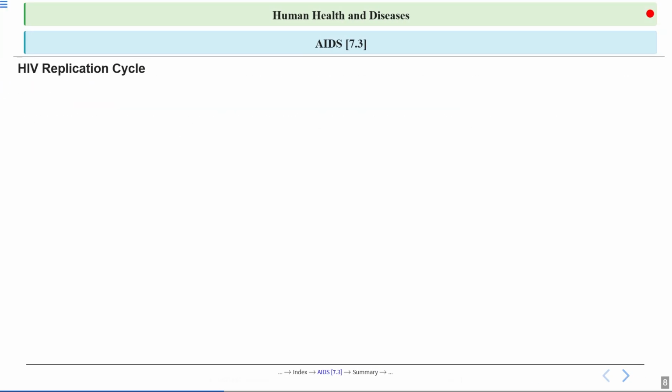Now let's talk about the HIV replication cycle. So HIV is a retrovirus. It has RNA as the genetic material. Now, what is the mechanism of action? Let's talk about how HIV infects a person, infects a host.